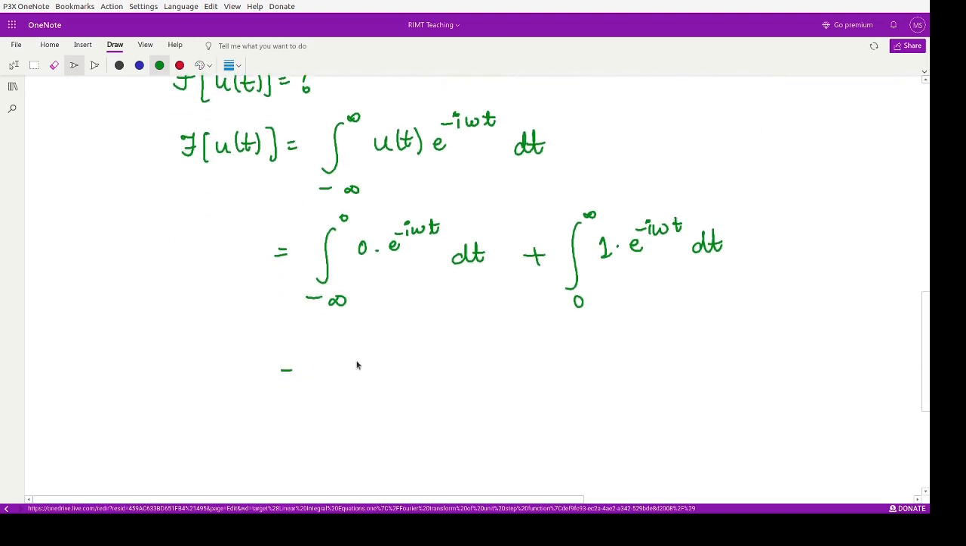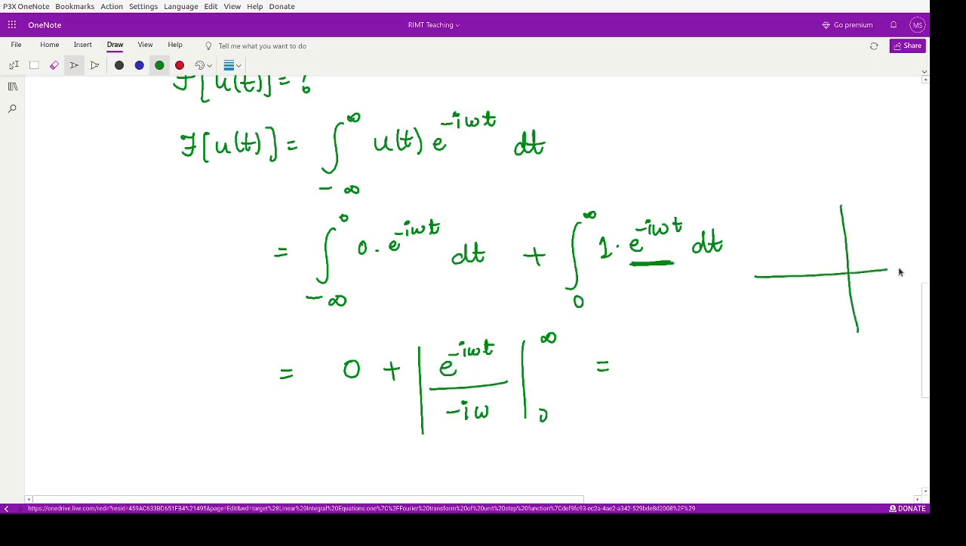So now the first integral is equal to 0, and the second integral you can integrate this term, it would be e to the power minus iota omega t divided by minus iota omega, and the limits vary from 0 to infinity. So when you substitute infinity here, this first term would be e to the power minus infinity, that would be equivalent to 0 only, because this is equivalent to 0 whenever t goes to infinity.